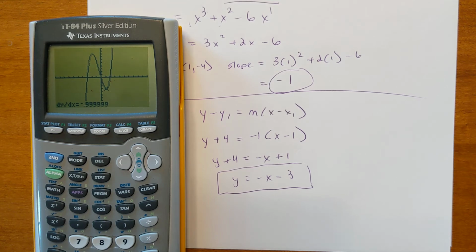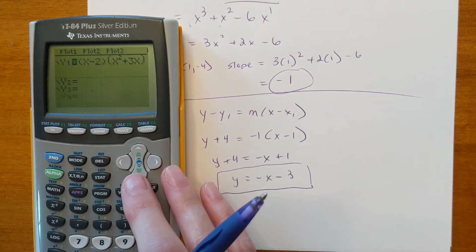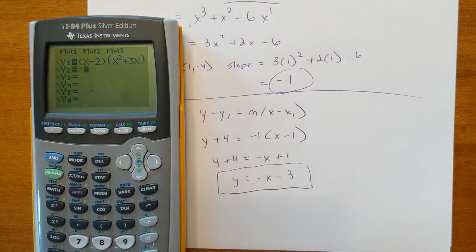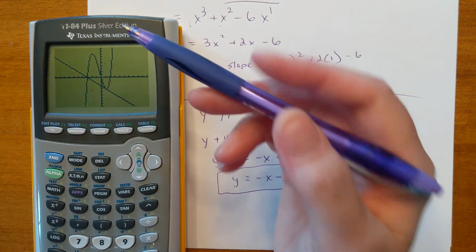All right, and then let's put the tangent line in for fun. So y equals negative x minus 3, graph. So there is the tangent line at the point 1, negative 4.